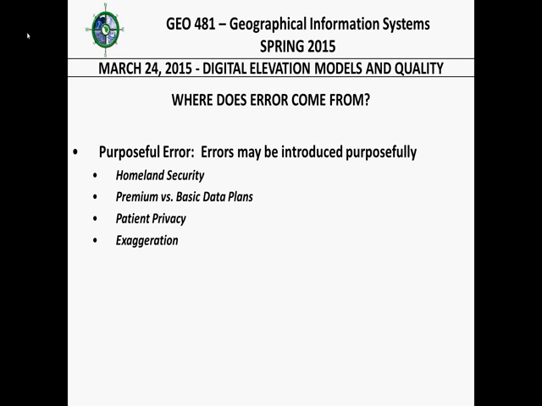Another cool source of purposeful error is that many street map vendors will actually introduce ghost streets to try and catch other companies pirating their data. That's kind of a cool type of error. It's called a trap street, a fictitious entry on a street map. If you add a bogus street to your map, and then suddenly it shows up on your competitor's map, you know that they're stealing your map. There's an art to that.